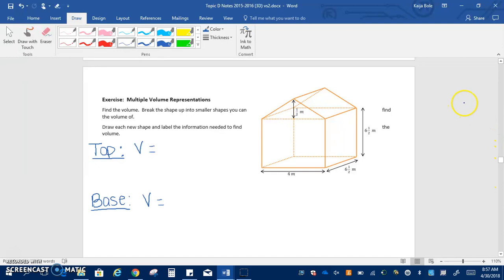So I want you to try this one on your own, so that way we can go over it in class. So I gave you some hints here, but do try this one on your own and try to find the total volume.